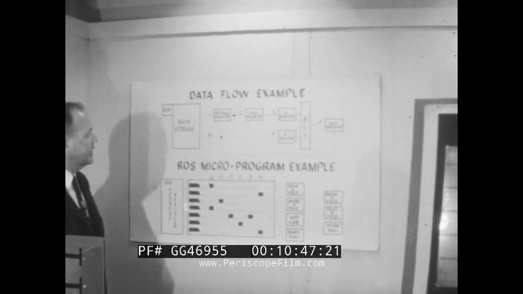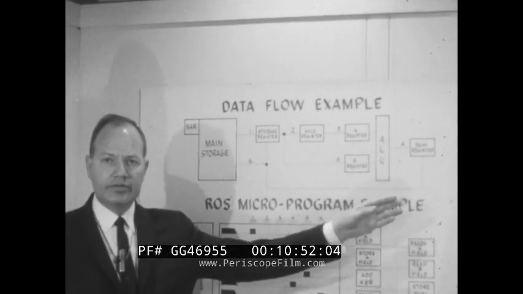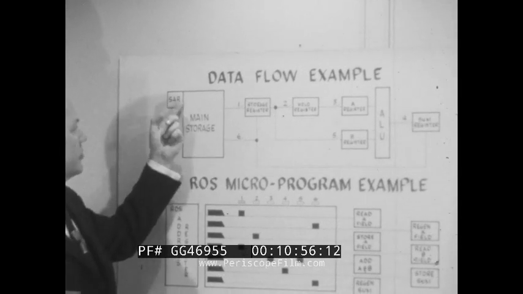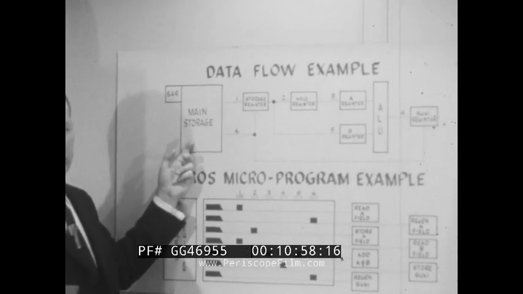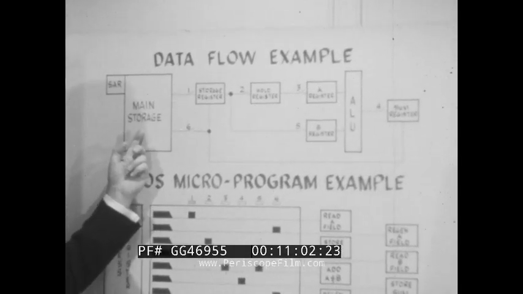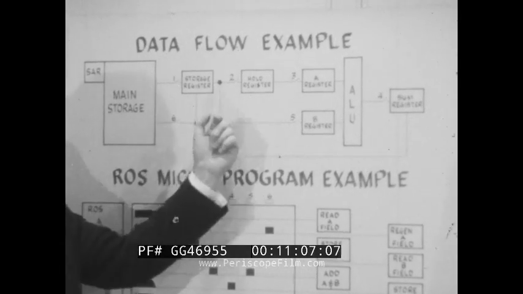In the chart that we have here on the wall, we'll say that this will represent the data flow of a system, and that we have main storage. We have a storage address register so that we can always control the point or location within storage that we're accessing. We'll have various registers in here that will store data and hold them intermediate.